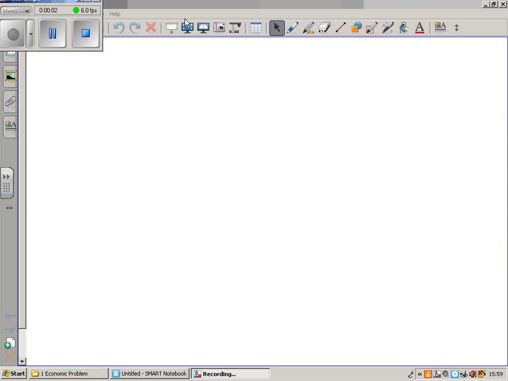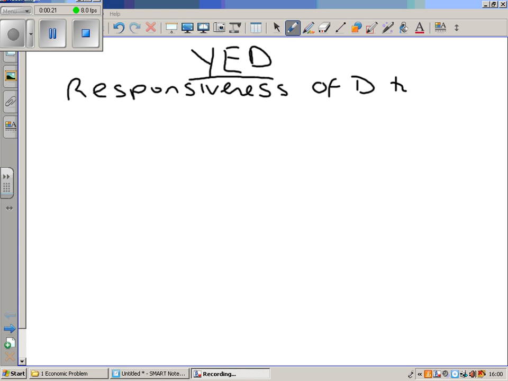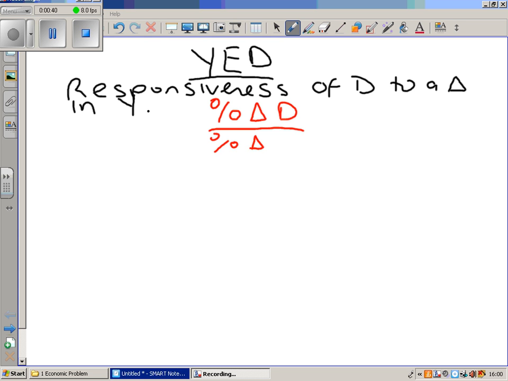Right, okay. Now, what I want us to cover in this short presentation is an understanding of income elasticity of demand. Again, the definition of this starts with the word responsiveness. In this case, we're measuring the responsiveness of demand to a change in income. In other words, how much demand for a product changes as income levels change. This time, the equation would be percentage change in demand over percentage change in income.